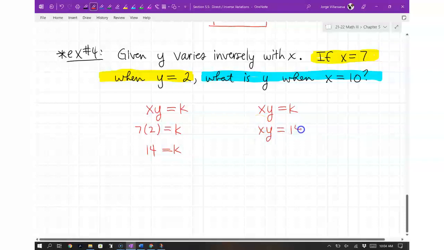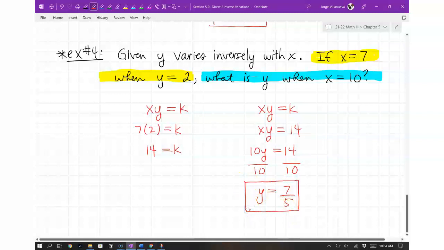Xy equals 14. And now use the blue colored portion. It says, what is y when x is 10? So 10y equals 14. All I have to do is divide both sides by 10. And I get y is equal to 7 over 5. And there, I'm done.